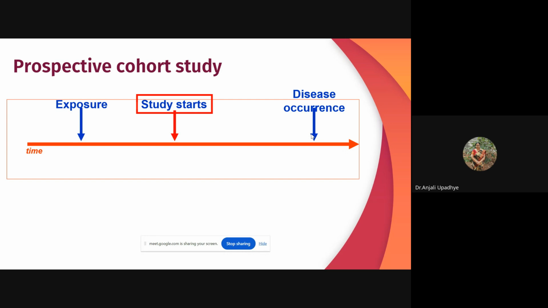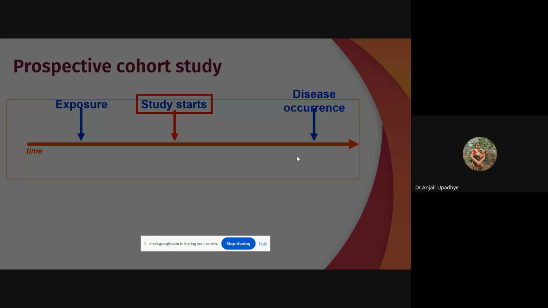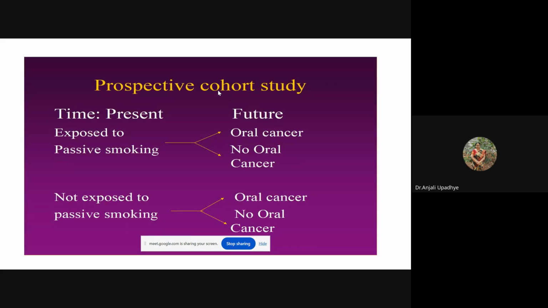Now the second thing is the prospective cohort study, where exposure is there within this timeline. अभी ये exposure यहाँ पे है. Study starts in between the middle and the disease occurrence is here. So the study says that in the timeline if the exposure is there, then definitely the disease will occur. This is a prospective cohort study. In a prospective cohort study the time is the present.